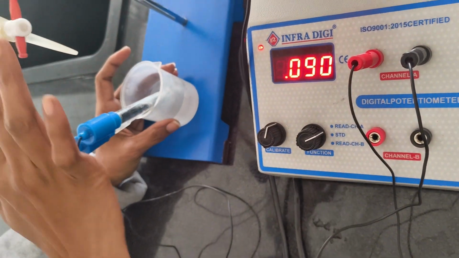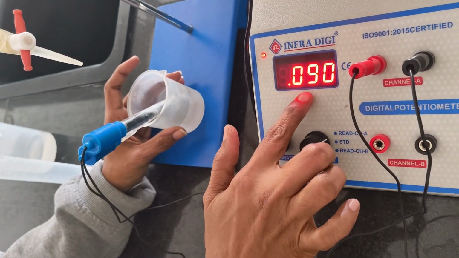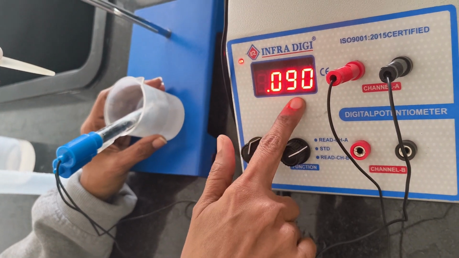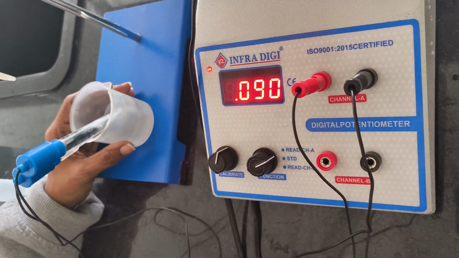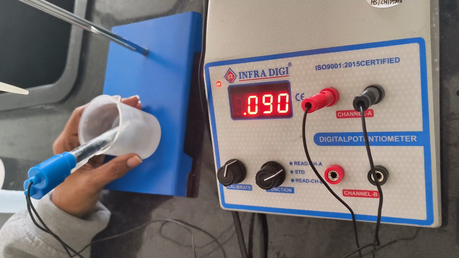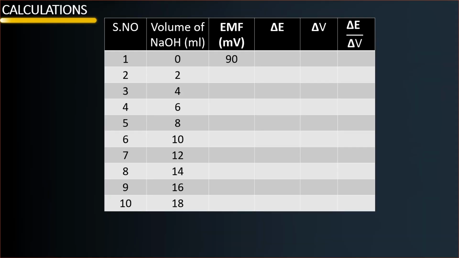Without adding any NaOH solution, we first note down the EMF value from the digital potentiometer. In tabular form we note down at 0 ml NaOH, that is, we are not adding any NaOH from the burette. At that reading we got 0.09 EMF. This is the initial value of the EMF which we have to note down from the potentiometer.